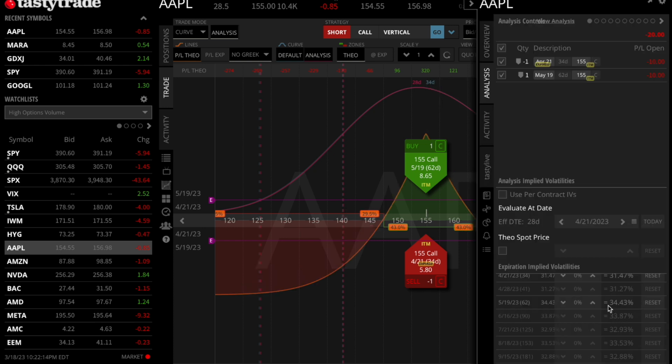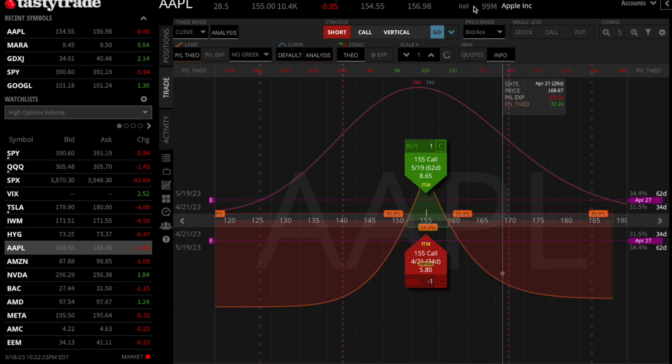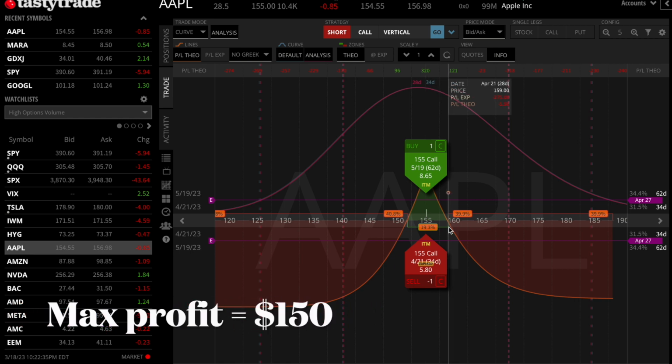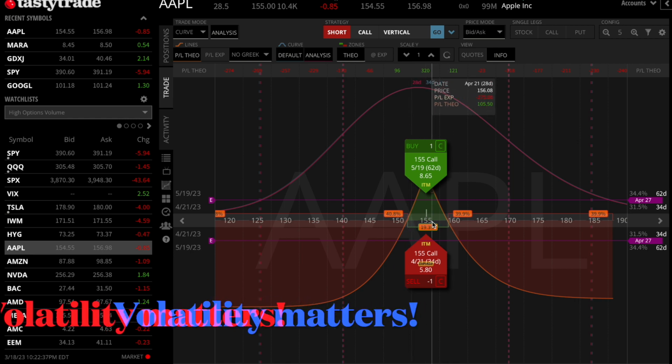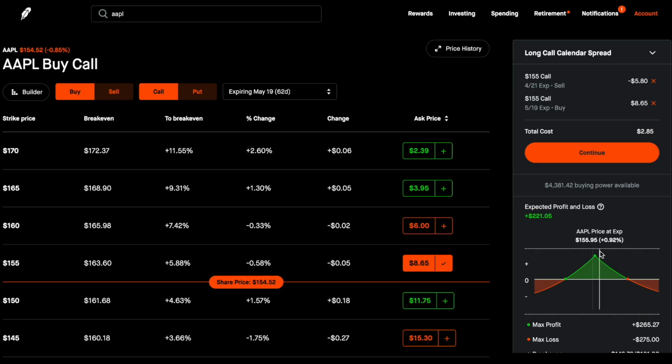So I reset volatility to what it's currently at, which is 34. Let's decrease volatility 10%. All right, so a decrease in volatility results in a max P&L of only about 150, and you can see our break evens are vastly smaller. So volatility matters.